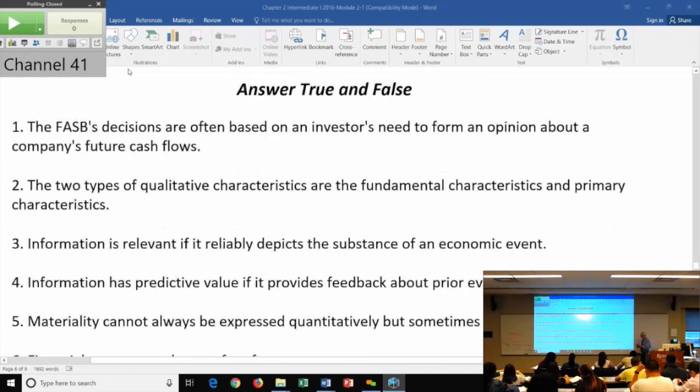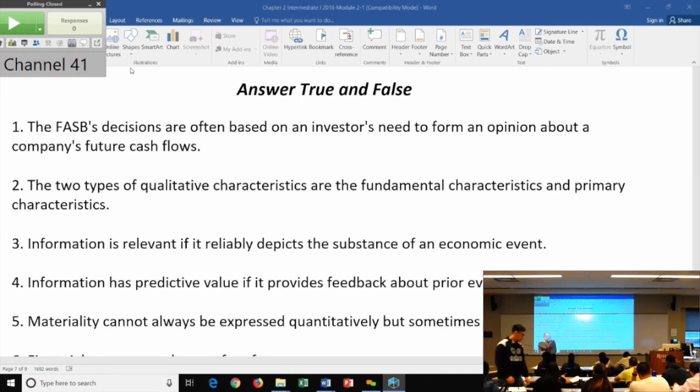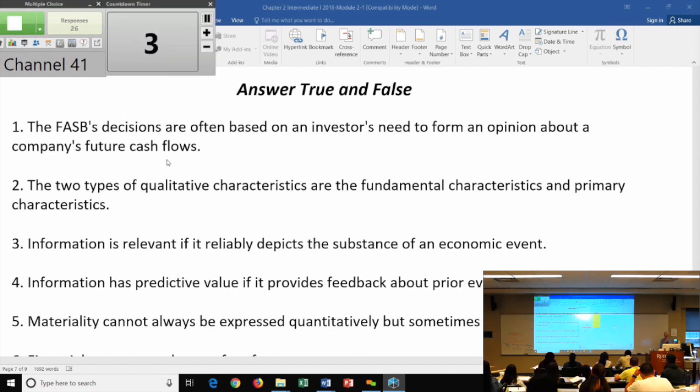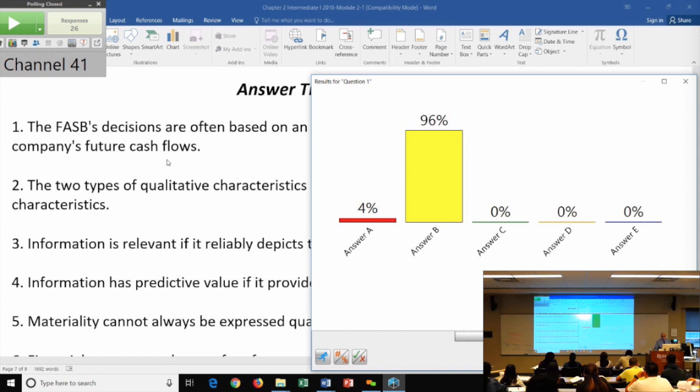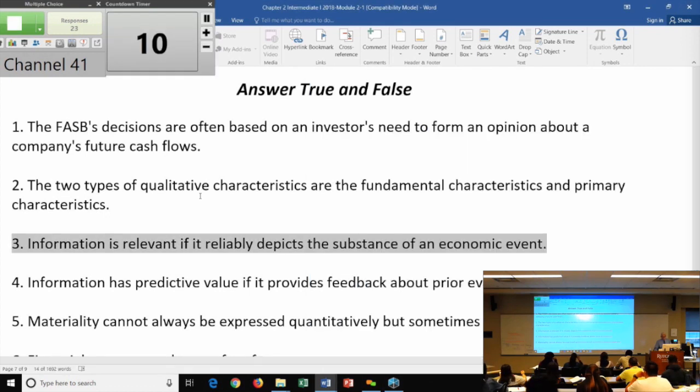Okay. All right, so number one, the FASB's decisions are based on investors being informed about cash flow, and we know that is true. All right, so let's just see how much we picked up over the last 40 minutes or so. Let's take number two. A is true, B is false. Qualitative characteristics that are listed. How do we label them? Okay, so it is false, so the correct answer would have been fundamental and enhancing. Number two would be false.